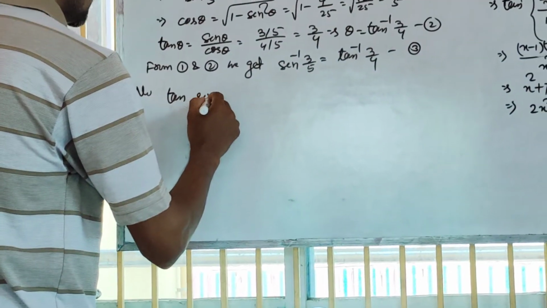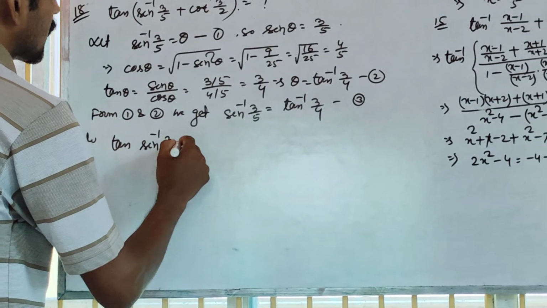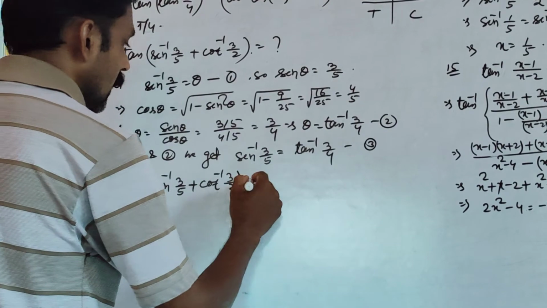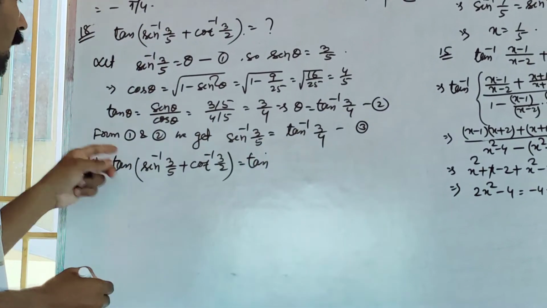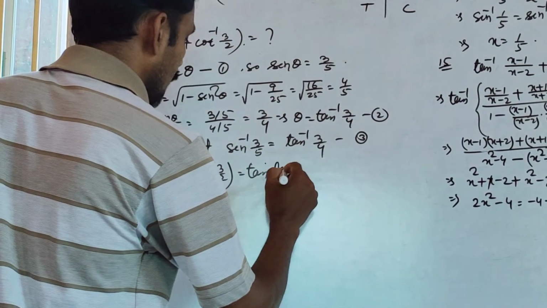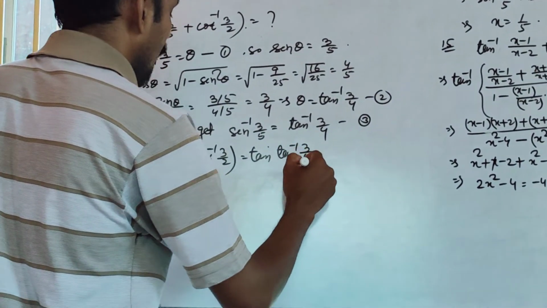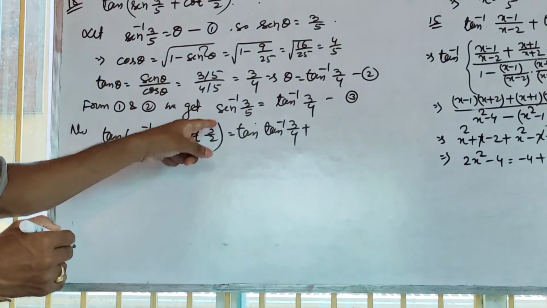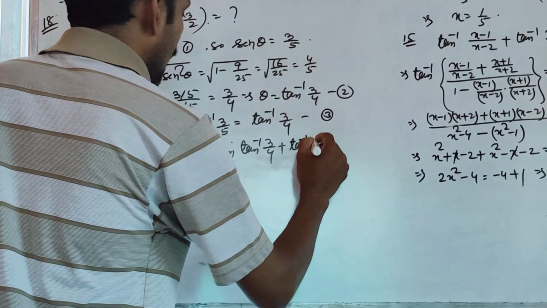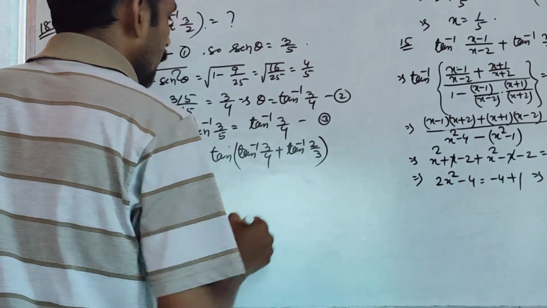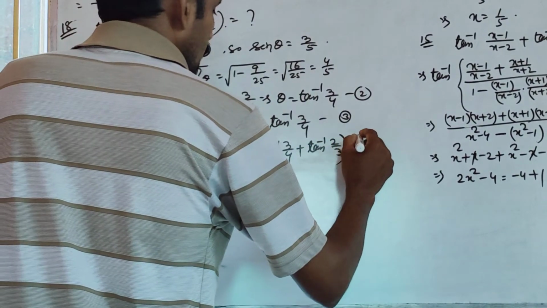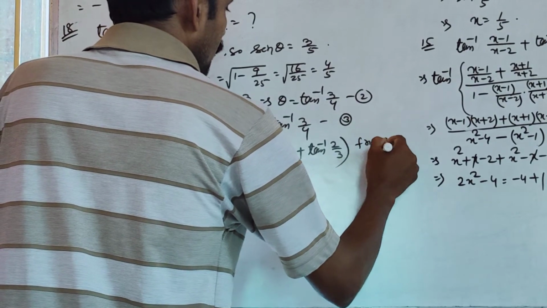Now tan of sin inverse 3 by 5 plus cot inverse 3 by 2 is equal to tan of. Now sin inverse 3 by 5 can be replaced with tan inverse 3 by 4. That is tan inverse 3 by 4 plus, now it is cot inverse x. Cot inverse x is tan inverse 1 by x. So it is 2 by 3. Clear? This is from 3.